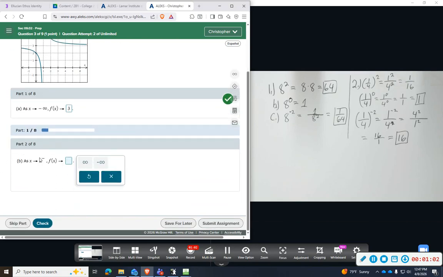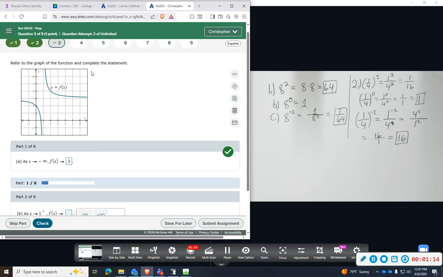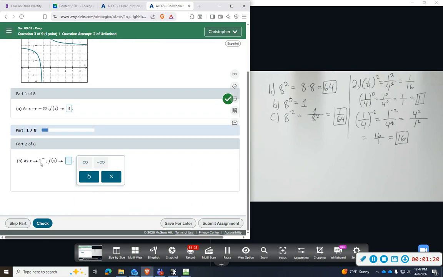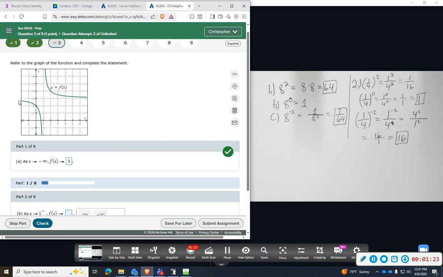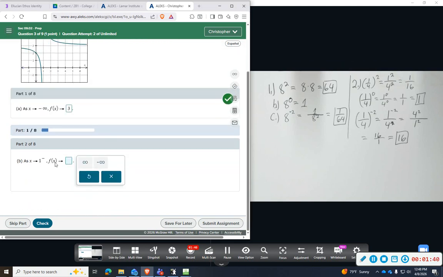Check. This one says as x goes to 1, and you see this negative in the upper corner, that means going toward 1 from the left hand side. So this is the right side of the graph, positive, left side is negative. We're going toward the number 1, but we're coming from the left. So we're coming from this side and going toward 1. Well, when we get toward 1, the graph just goes down, down, down. Looks like it's not going to cross the number 1. That's a vertical asymptote. So as x goes toward 1, the y value is going down to negative, negative, negative infinity. So we're going to say the y value is going toward negative infinity.